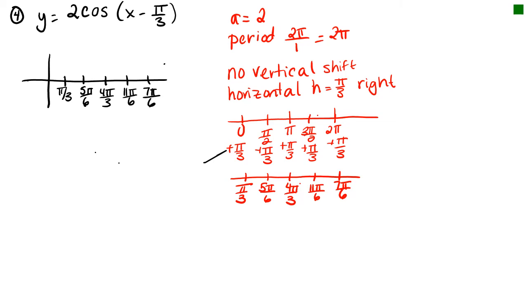We're going to start up because we're not reflected. Up 2 to 0, 2, and back up. And there's that W shape we're looking for. All right.